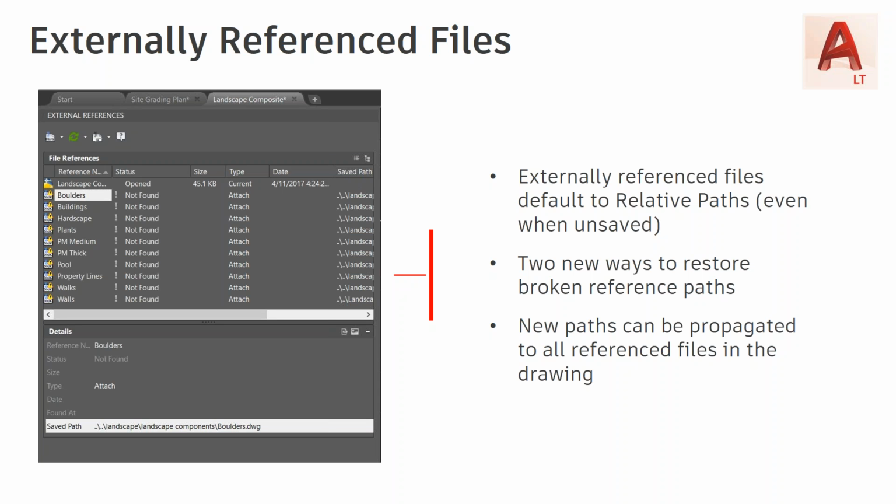To do this, we added a new sysvar called ref path type. It'll be set to relative for reference drawings. You can change it if you want to by editing that sysvar. If you save a file with relative references to a new location, we'll also provide you the opportunity to automatically update the other external paths that are in the same drawing, which can be really handy so you don't have to go through and manually change all of those.